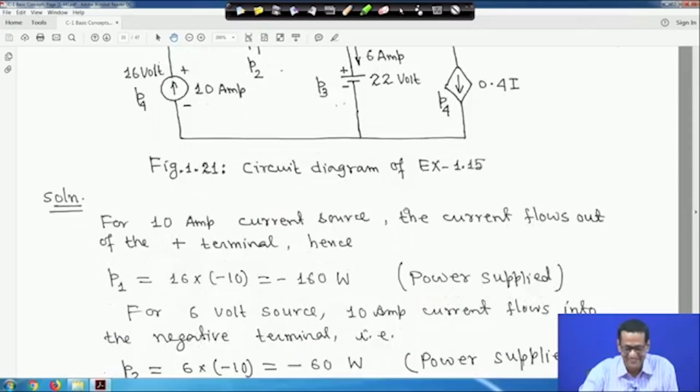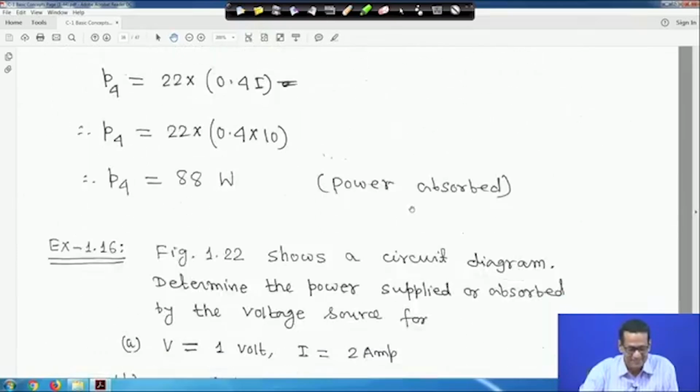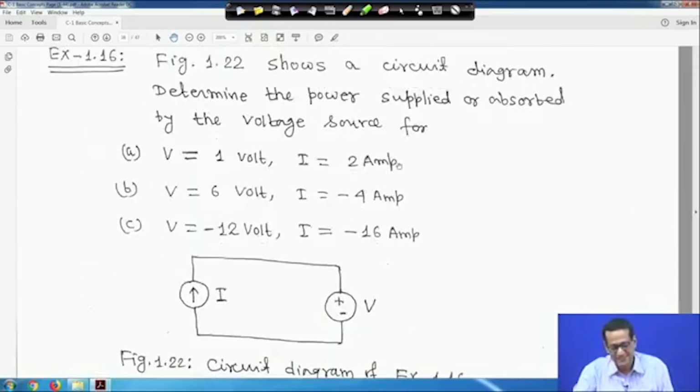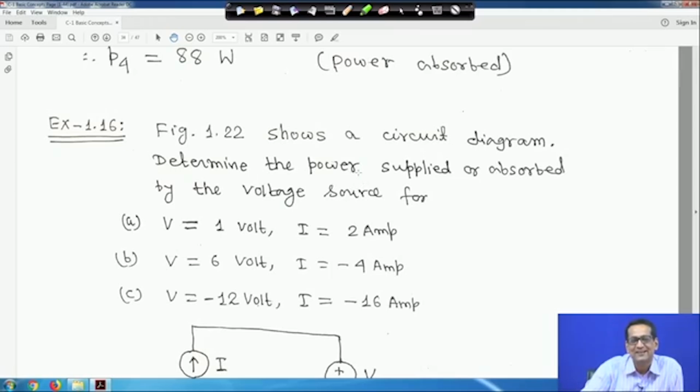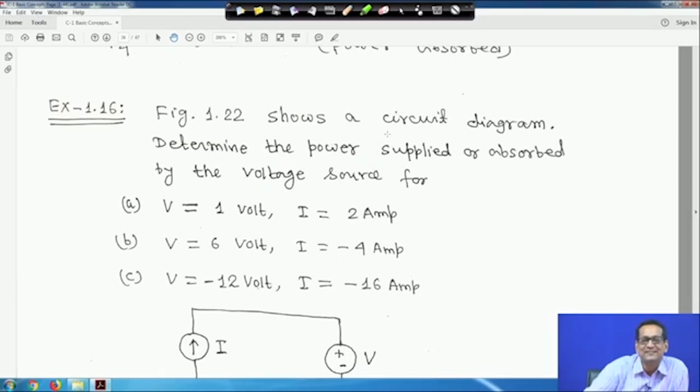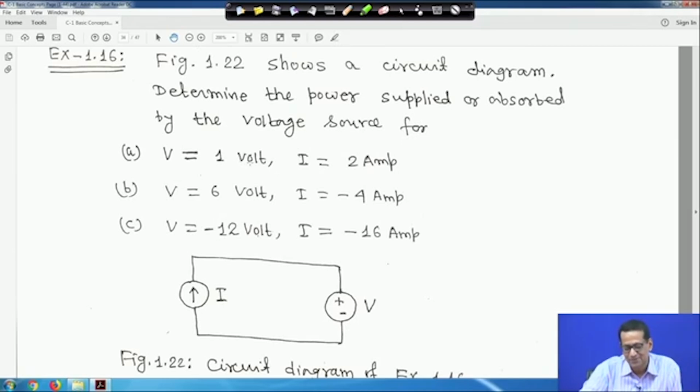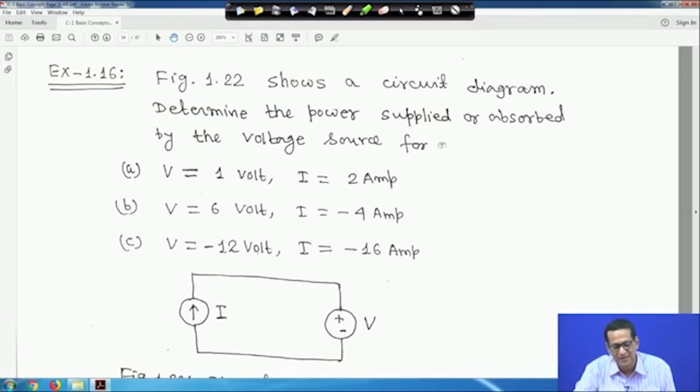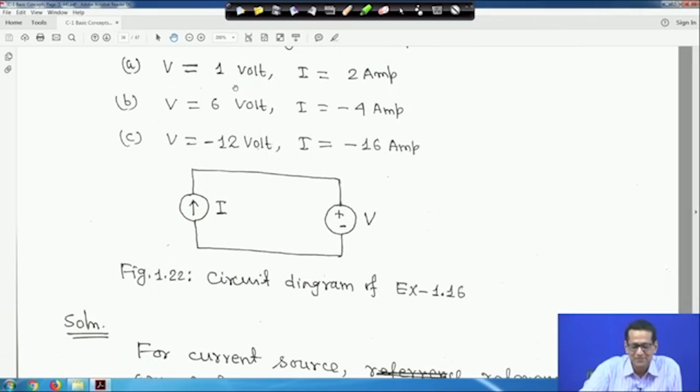So, next one you look. These are very small things, but very tricky when you are starting your learning of this course. If you clear your concept about this, you will find things are very interesting at a later stage, right. So, for example, figure 22 shows a circuit diagram, determine the power supplied or absorbed by the voltage source. For the first one, it is given V is equal to 1 volt and I is equal to 2 ampere. You have to find out the power supplied or absorbed by the voltage source.